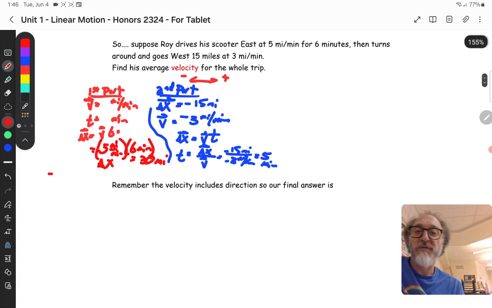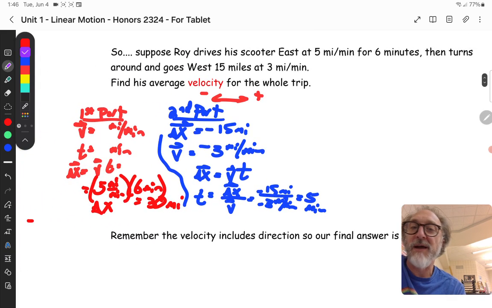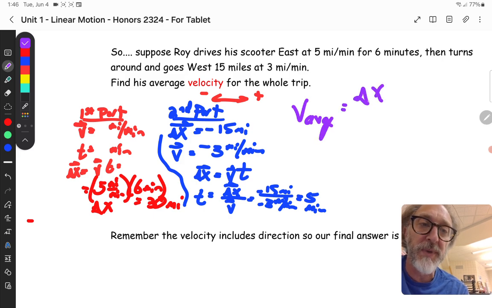Okay, good enough. All right, so now what's the average velocity for the whole trip? So average velocity is displacement over time, right?